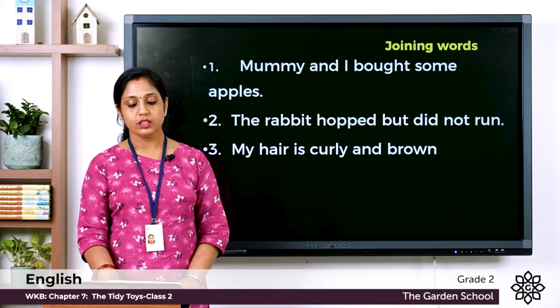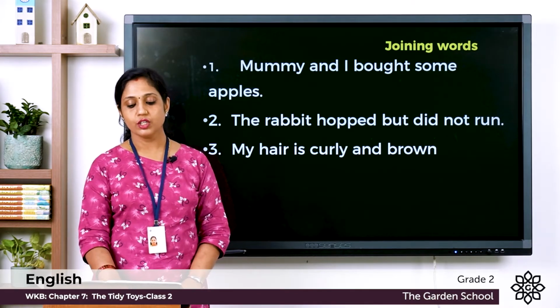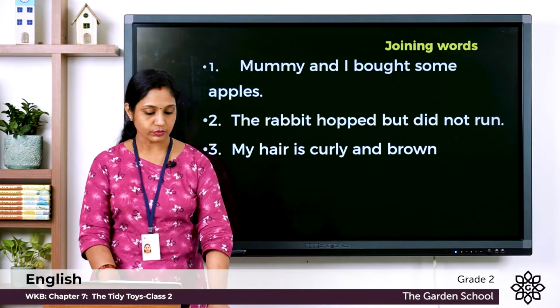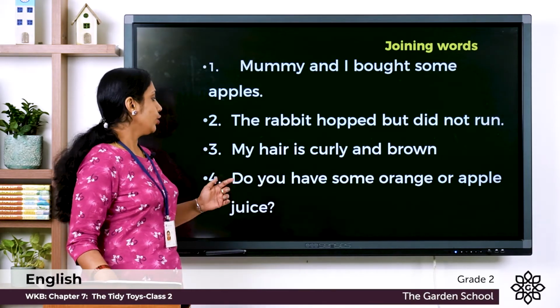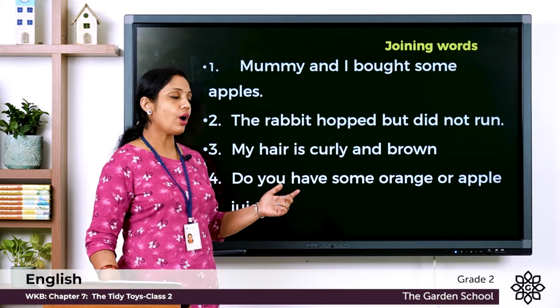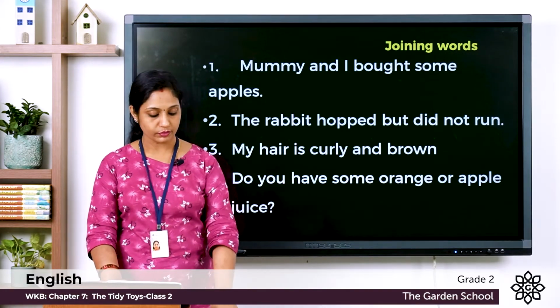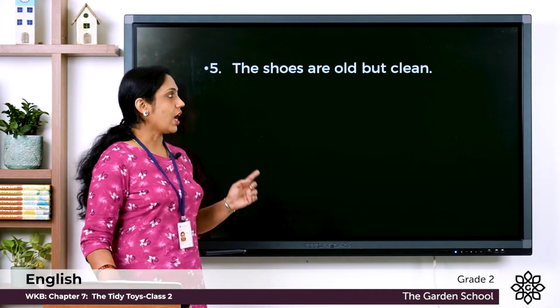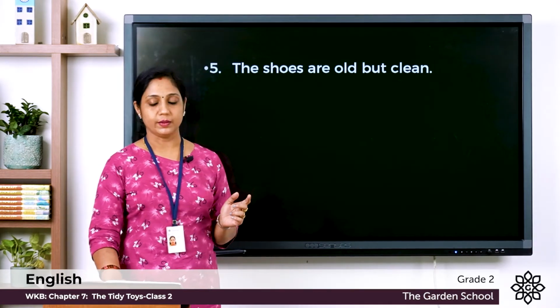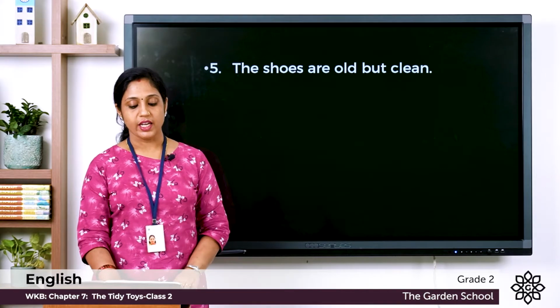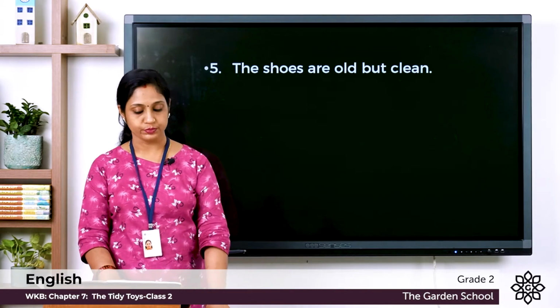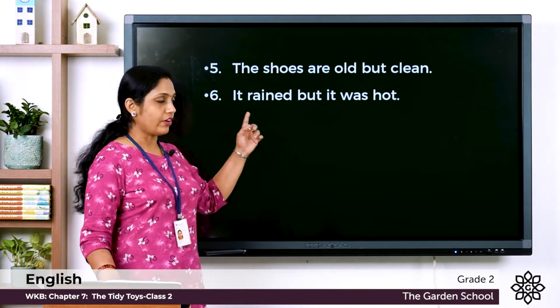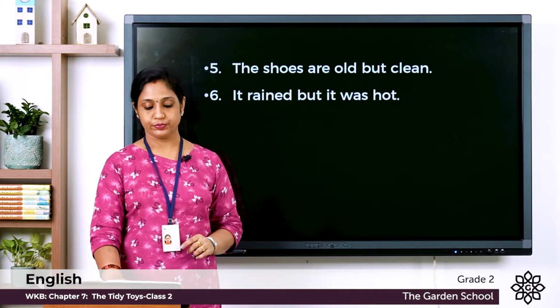The fourth one. Do you have some orange juice? Do you have some apple juice? So how can we write that? Do you have some orange or apple juice? The next, fifth one. The shoes are old. The shoes are clean. So we can write the shoes are old but clean. Sixth, it rained. It was hot. So we can write it as it rained but it was hot.